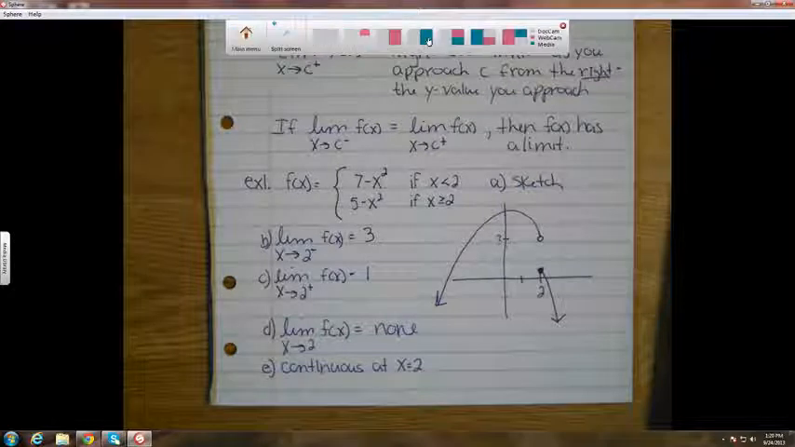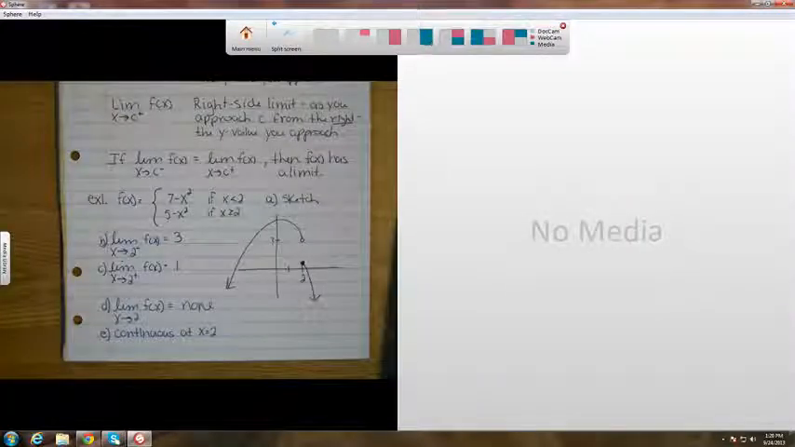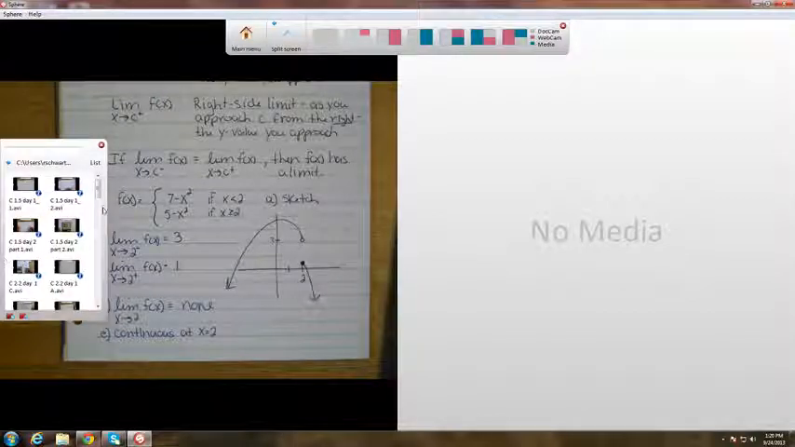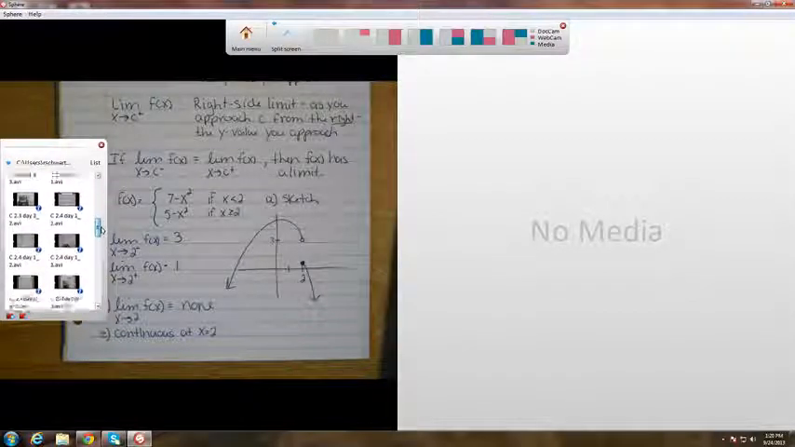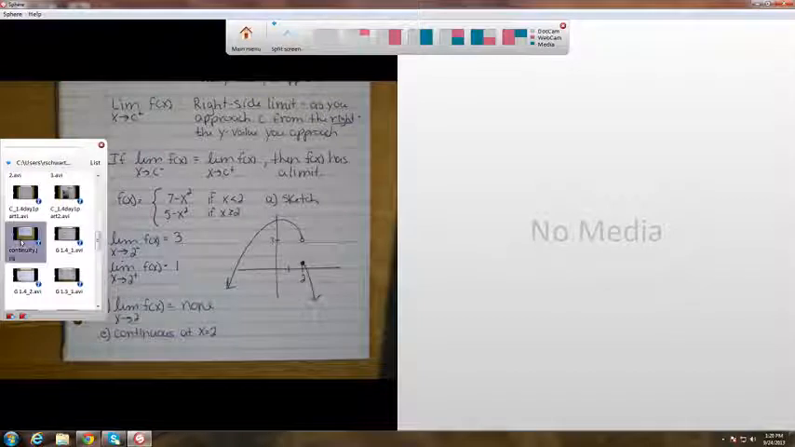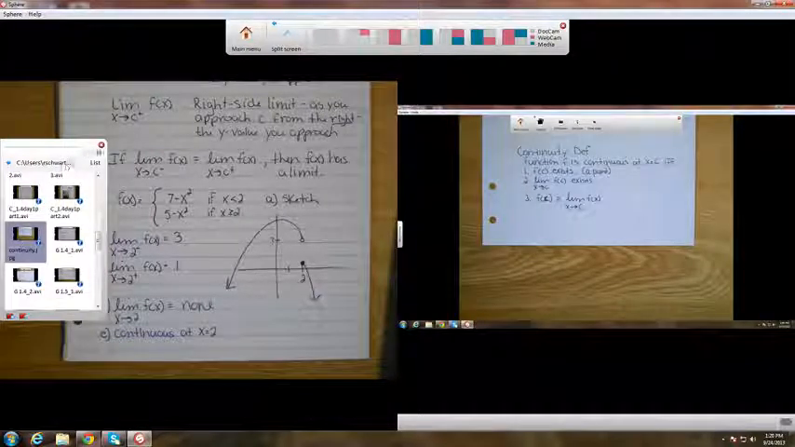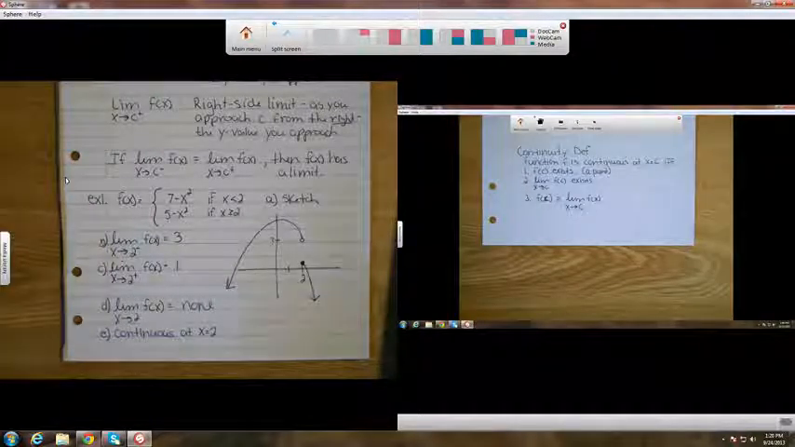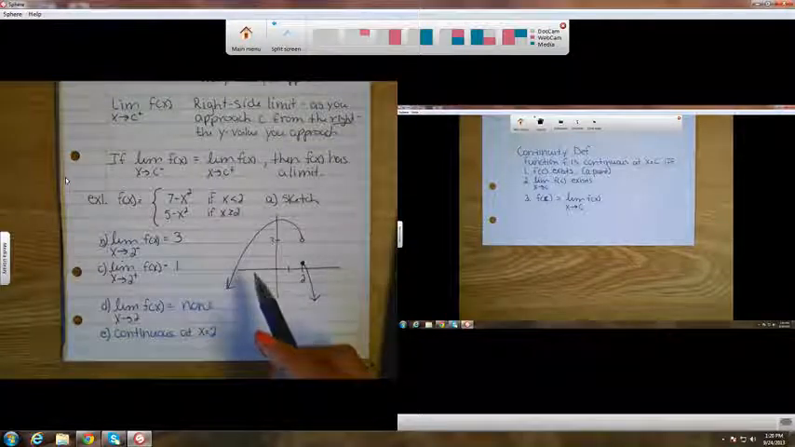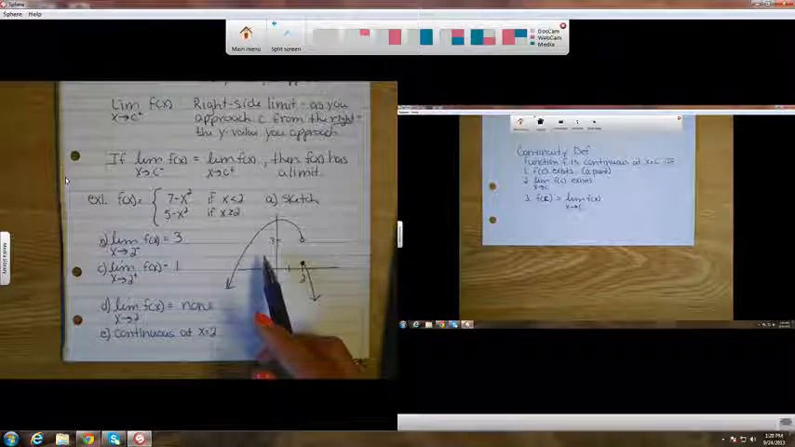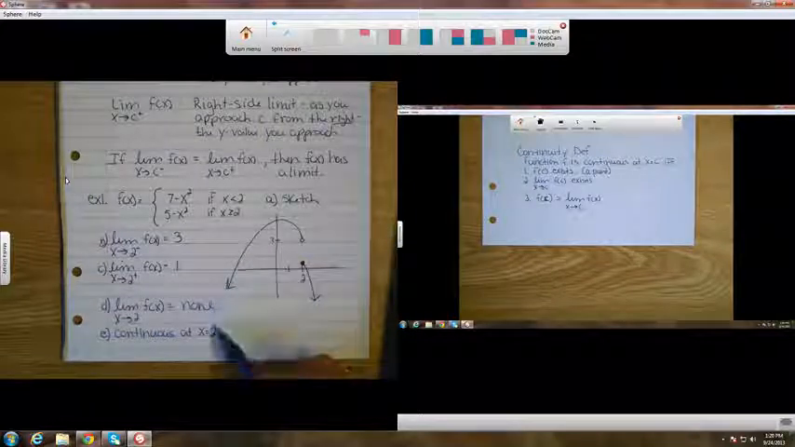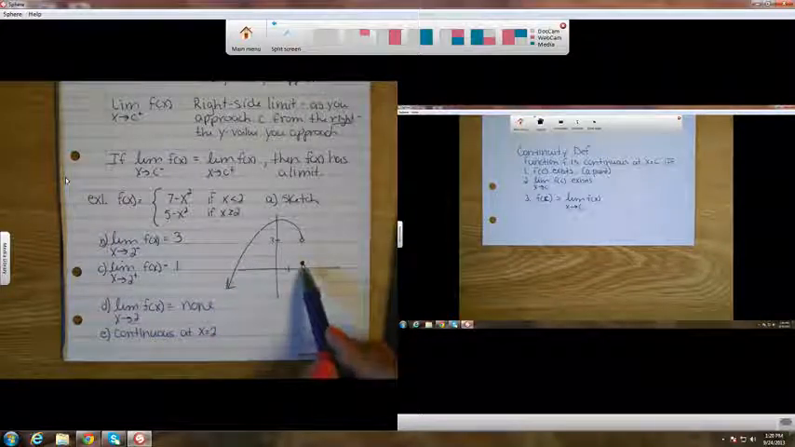Go split screen, media. I think I saved the picture right here. Oh, look at that. Now I can see the 3-part definition that's over on the right-hand side of your screen. The first part says f of c exists. F of 2 exists. It's right here. F of 2 is 1. The limit has to exist.